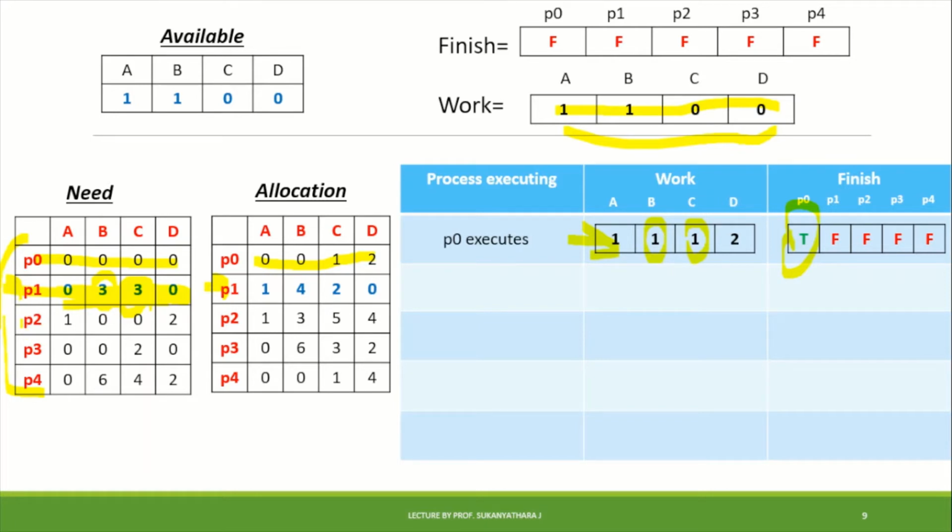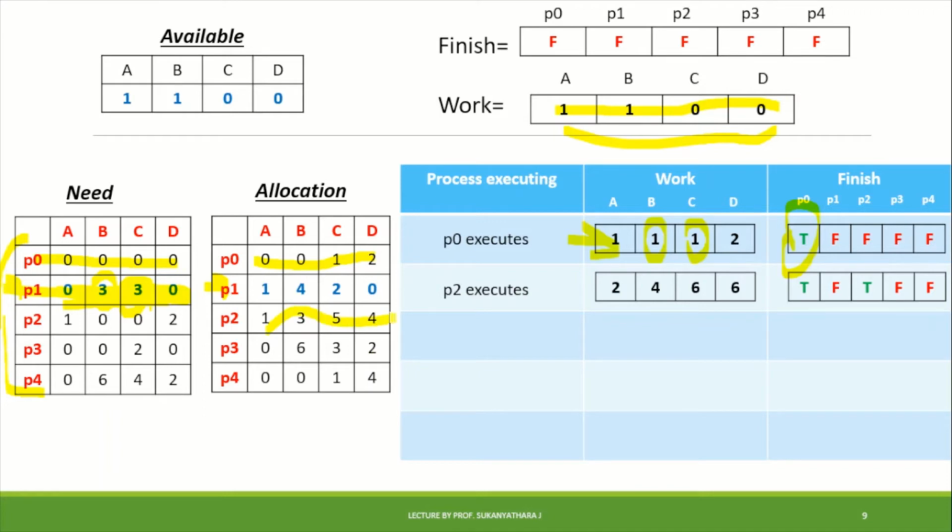Now go to P2. P2's need is 1002. So, yes, you can grant, 1002 is less than or equal to 1112. P2 executes and it leaves the system by releasing the resources P2 was holding. Now, work will be updated to work plus allocation of P2. So, this is allocation of P2. We will add 1112 plus 1354 and we will make finish of P2 true.